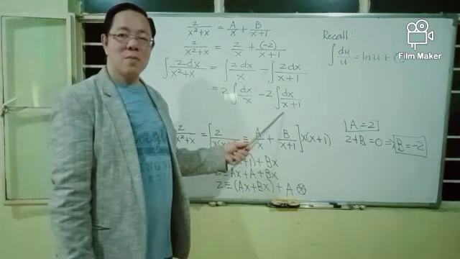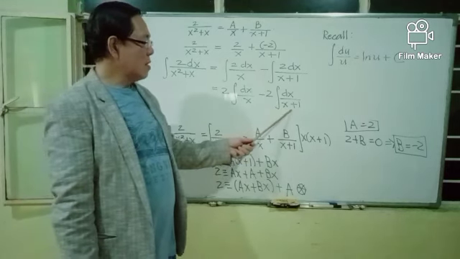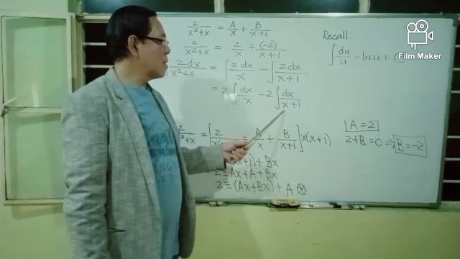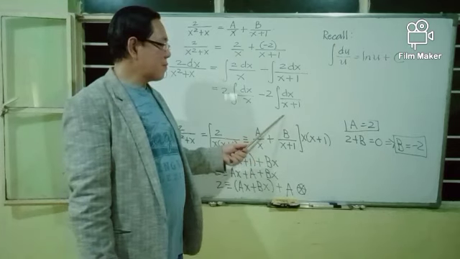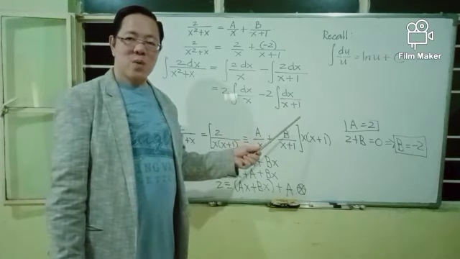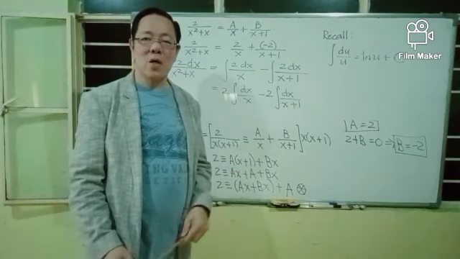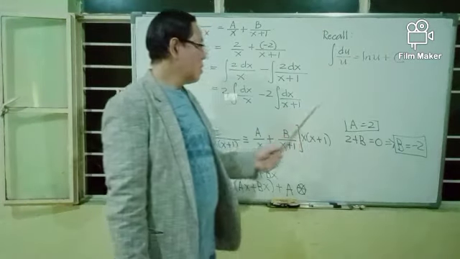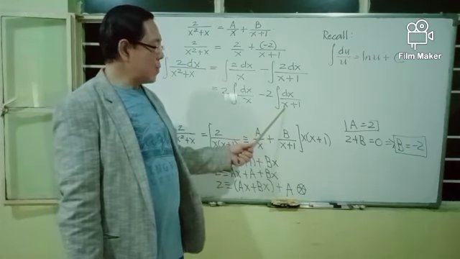Now for the second term, the integral of dx over x plus 1 is ln of x plus 1. If the coefficient of x is 1, then you can directly write ln of x plus 1 for the integral of dx over x plus 1. But if the coefficient of x is not 1, you have to make use of substitution to reduce the given integral into this form. Now, to show an example, I will let u be equal to x plus 1.